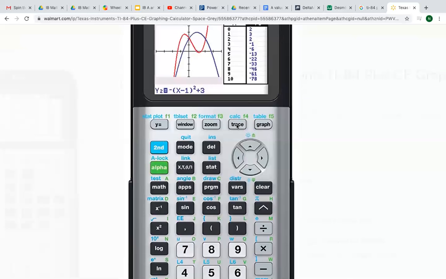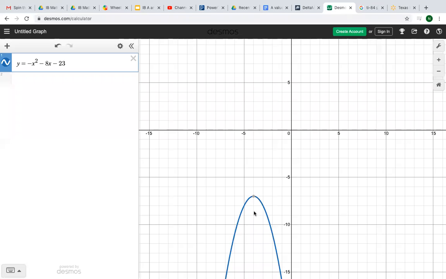So by pressing the second button, the blue button, now we're using the blue word. And so that would be second calc. It says value, zero, minimum, maximum. Okay, so what was on your graph? Was it a maximum or a minimum? Yeah, so this right here, do you see my screen? Is that a maximum or a minimum? Maximum. Yeah, so you're gonna scroll down to maximum.